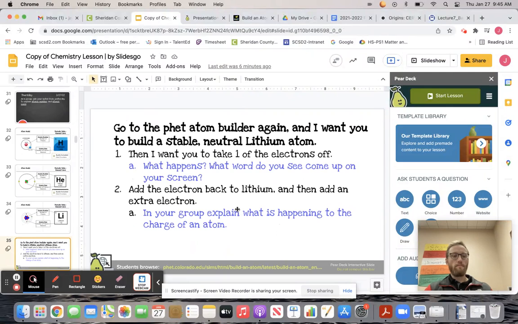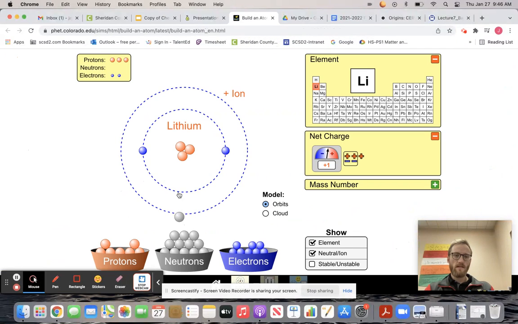Now, you guys can go back to the atom builder, and what we want to see is, let's build this neutral atom of lithium. We'll go through this together. So here's lithium. We have this neutral atom of lithium. Then the directions say, and I want us to keep an eye over here, take away one of those electrons. What word pops up? It says positive ion.